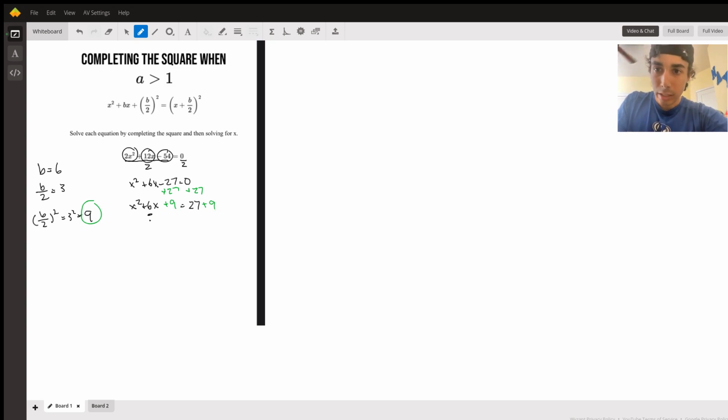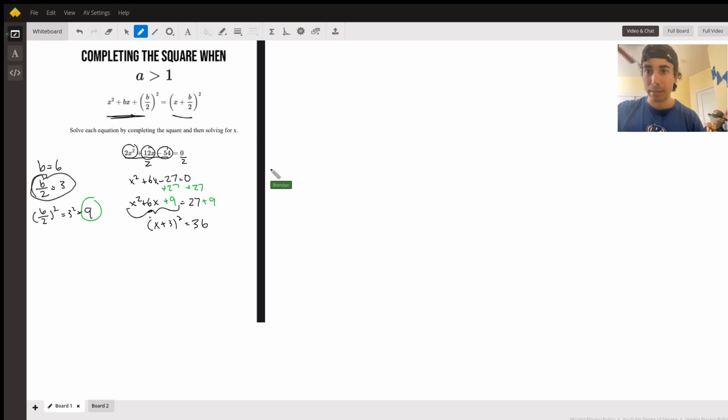All right, so remember this is the step right here. After we've added b over 2 squared to both sides, that's when we can simplify it down. We want x plus b over 2, and that whole thing squared. Well, b over 2 is right there, that's going to be our 3. So this simplifies to x plus 3 squared equals, and then 27 plus 9 is 36. All right, those are the same steps that we've been doing. We'll get to see some more examples in a minute.